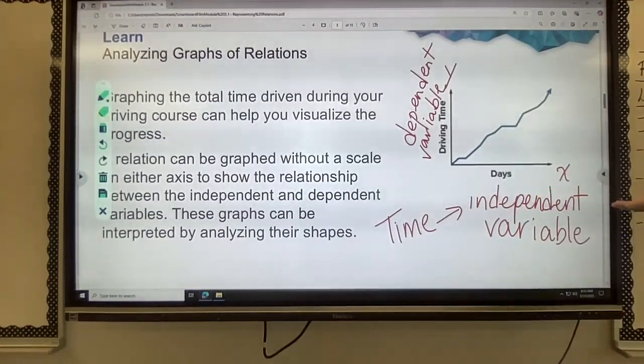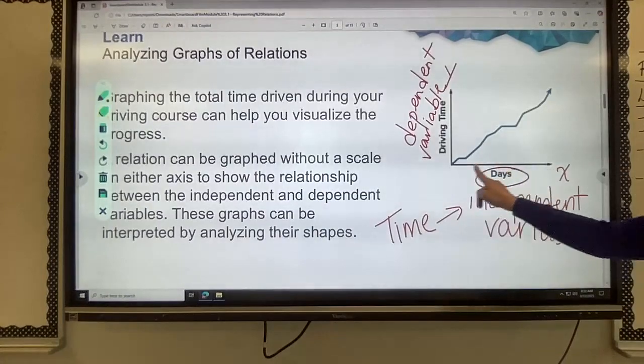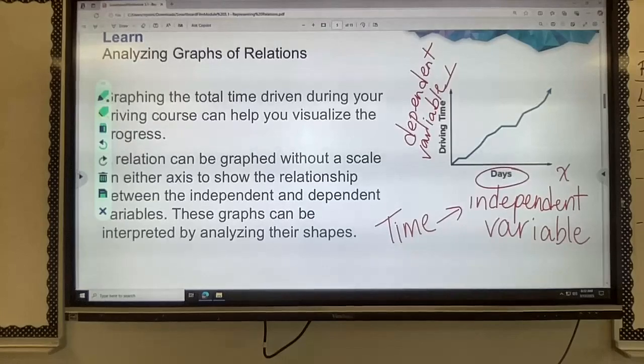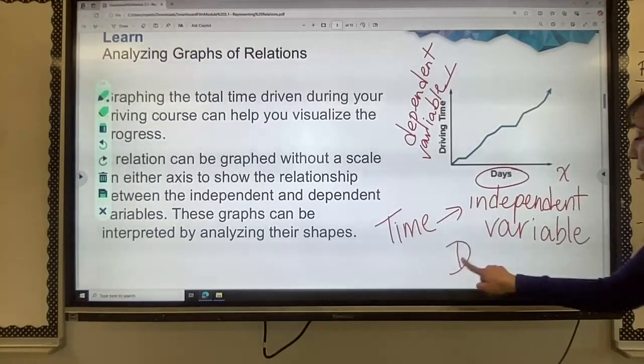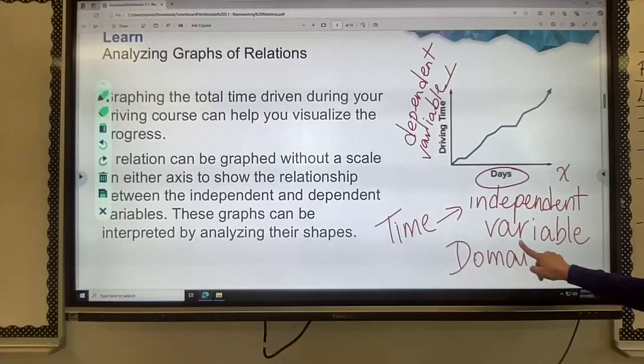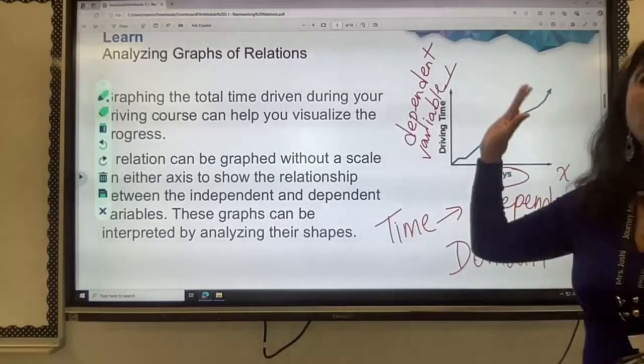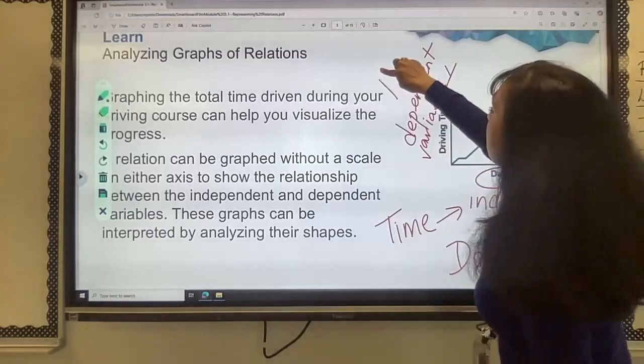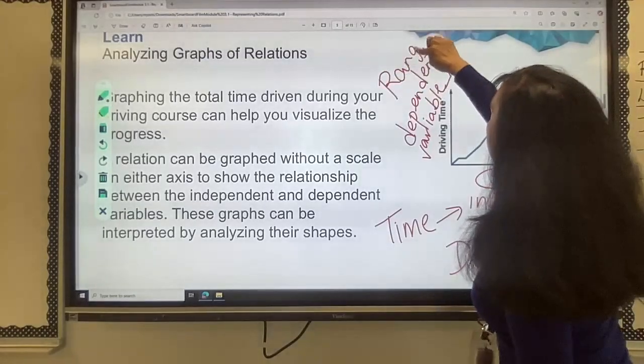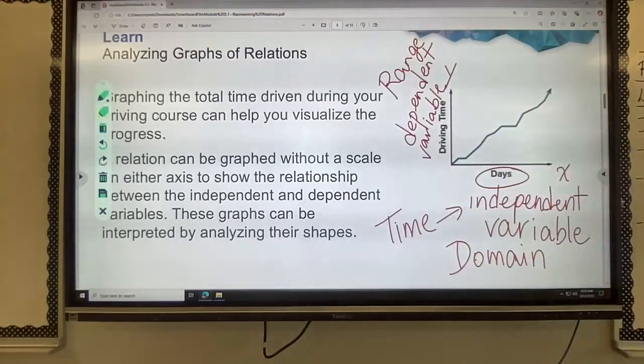Okay, so what is the independent variable here? Of course, because we're talking about time, days is my independent variable. And when we look at the dependent variable, once again, the values in the range correspond to the dependent variable. And so what was the independent is also what? Domain, because it is affecting your range. And the dependent is the range in the data set. Okay, because y is dependent on x.